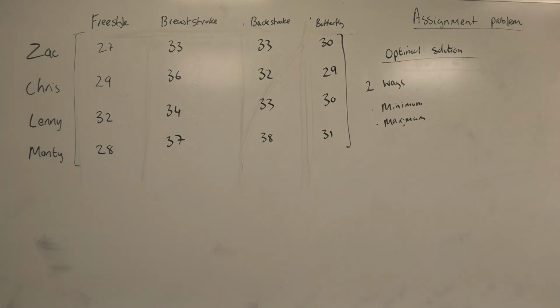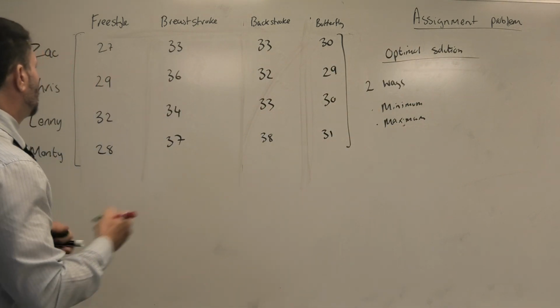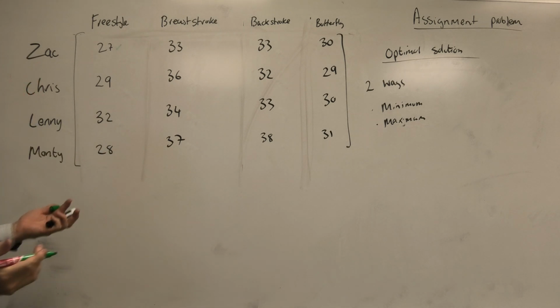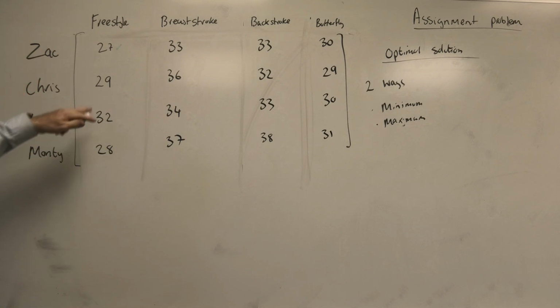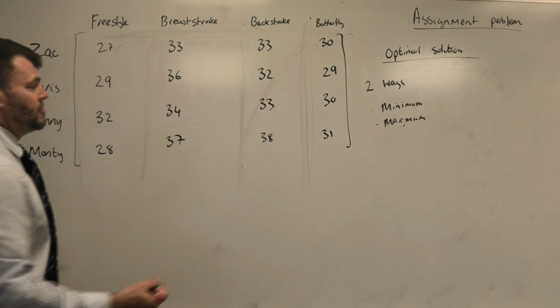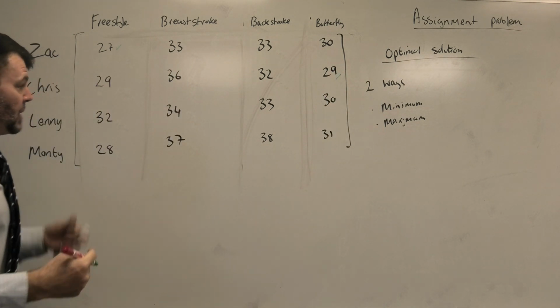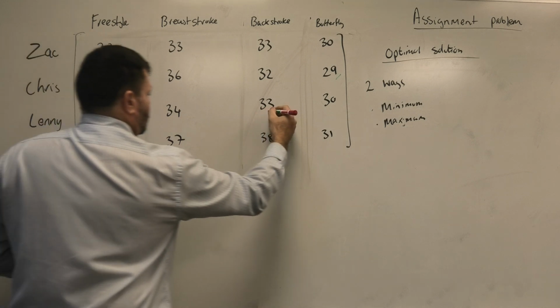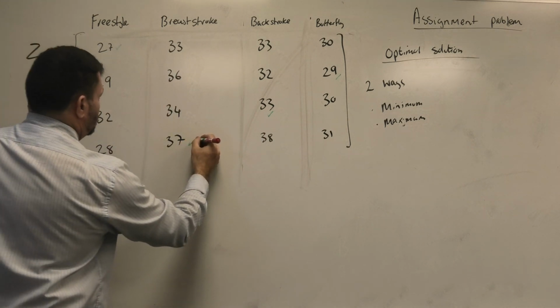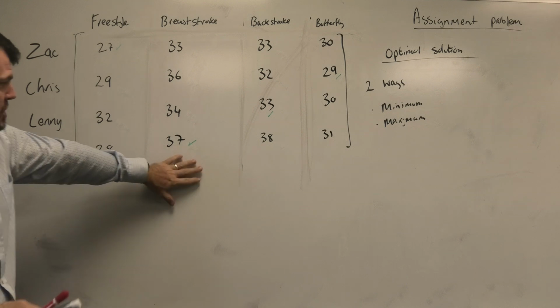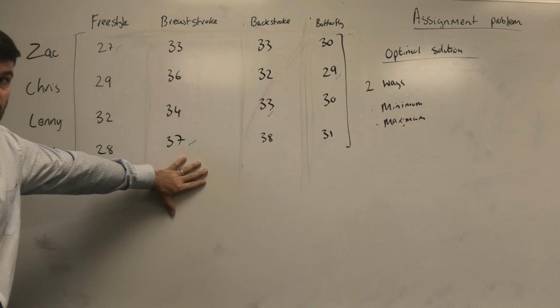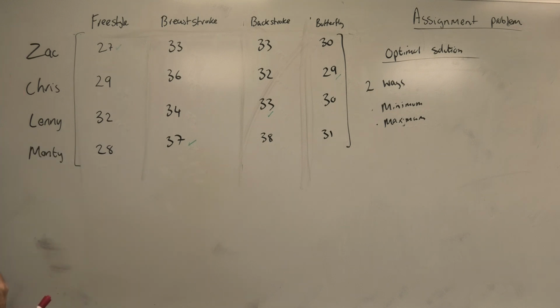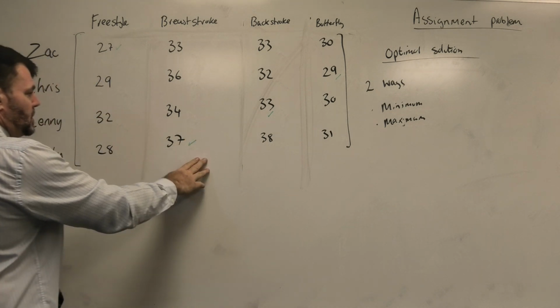So for instance, if we had a look at this table here, you may think, well, we could try and work out who would take which stroke. We might say, well, Zach can have the freestyle because he does it in 27 seconds. Then Chris can't do freestyle, so his next fastest one will be butterfly. The fastest one that Lenny could do was butterfly, so he's going to have to do backstroke, which then means that Monty has to do breaststroke, which is Monty's third worst stroke. So that's not going to be an option.